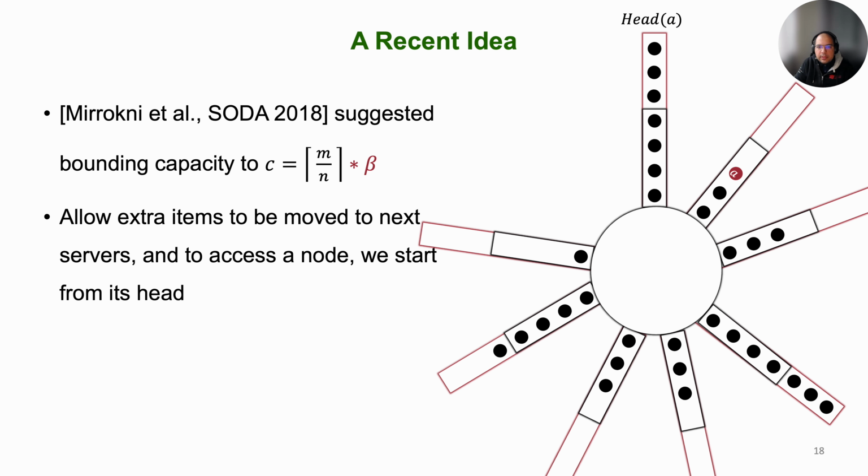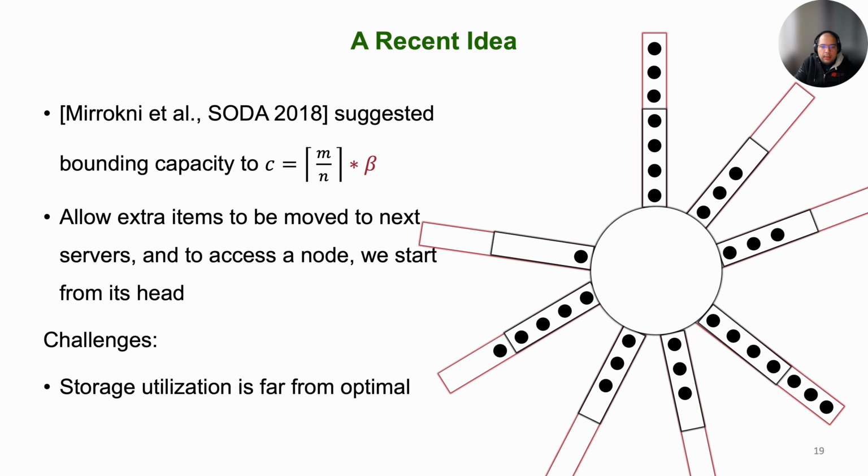This is how we assign these leftover items. For example, when item A has been assigned to the next server, in order to search for it, we always need to start from the head. It's not the case that we can directly go to the server that currently holds an item. Because we only know the hash function, we always need to start from the head of an item.